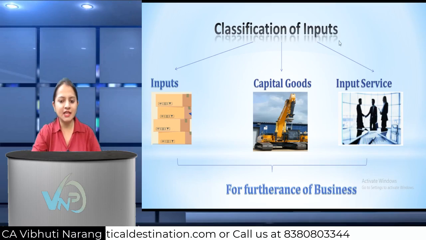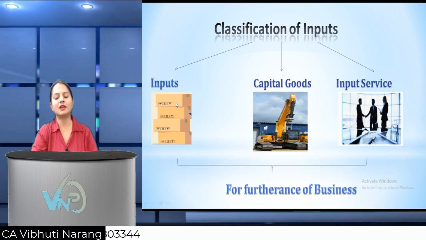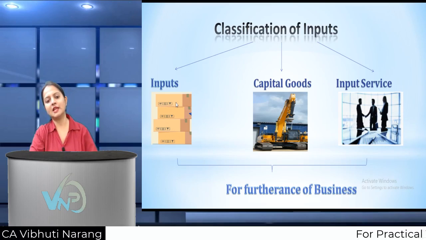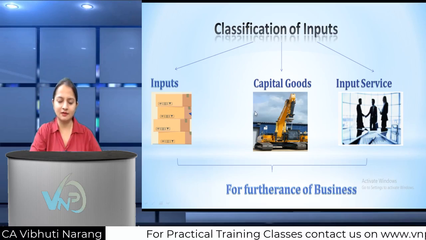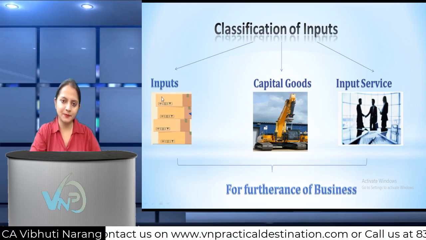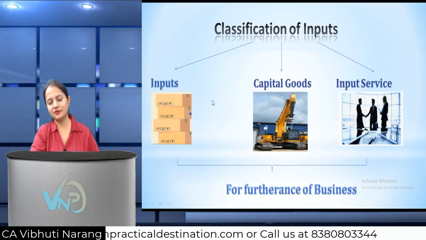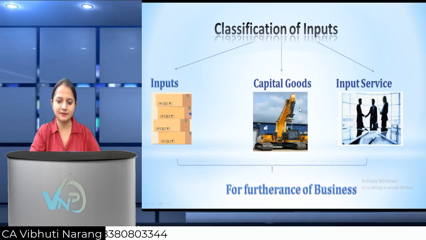And if any input is not classified as input service or capital goods, then it is classified as input. It can be goods purchased for sale or any raw material, any other thing which is not categorized under capital goods or input service; it will come under the head inputs. So this was the basic classification of how inputs will be classified under GST.